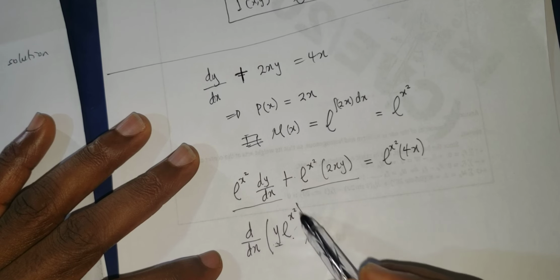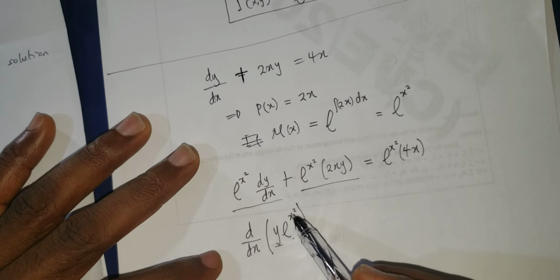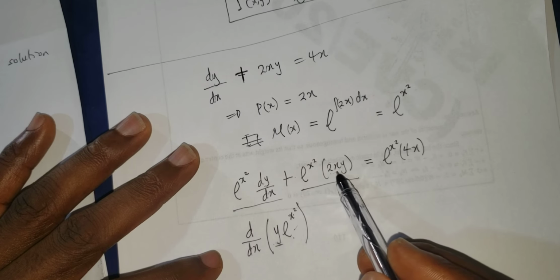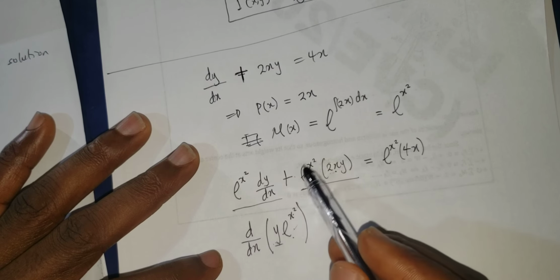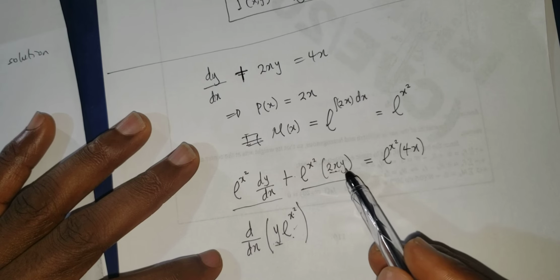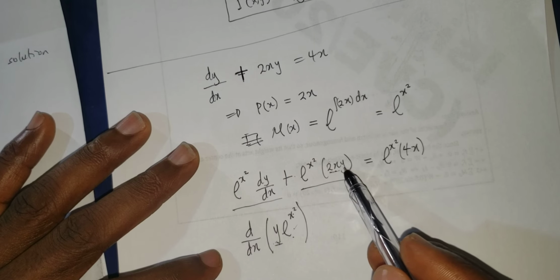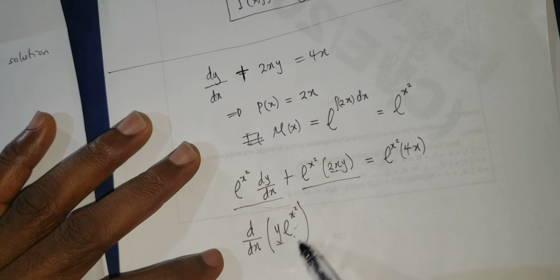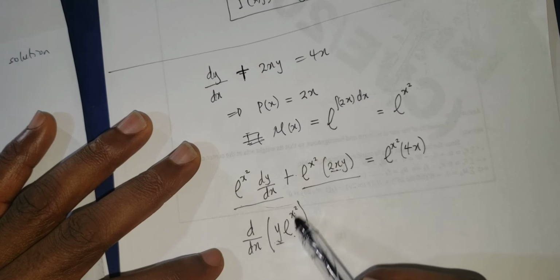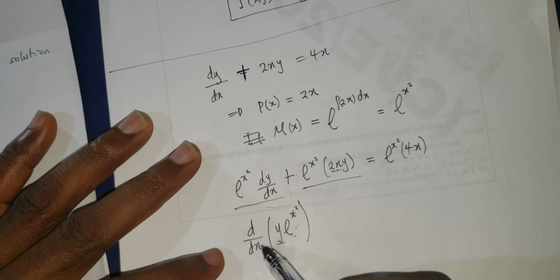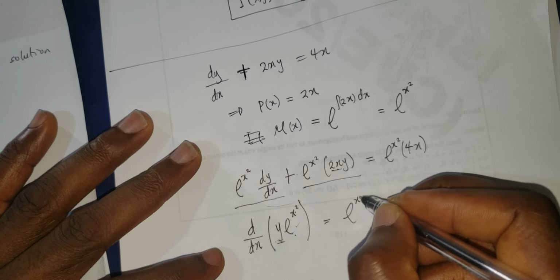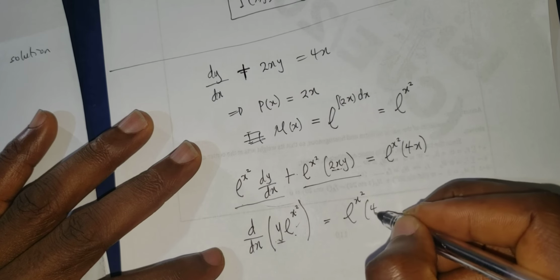So when I differentiate e raised to power x squared, that will be e raised to power x squared multiplied by 2x, and then I will have y as constant. So that's how it will come about: the derivative of e raised to power x squared is e raised to power x squared multiplied by 2x, then I will have y as the constant. So we just observe that what we have here is the same as the derivative of y multiplying the integrating factor with respect to x. Then we say this is equal to e raised to power x squared multiplied by 4x.